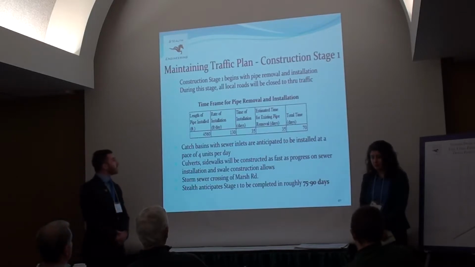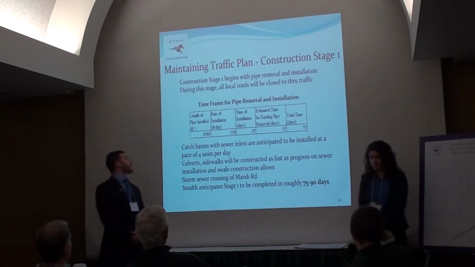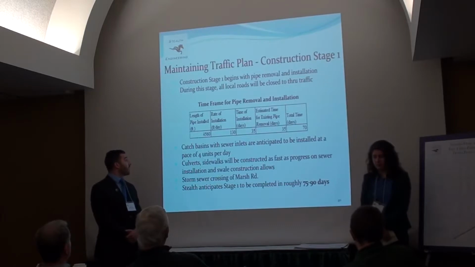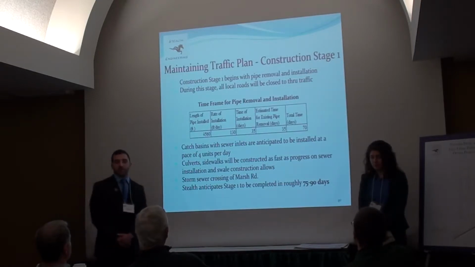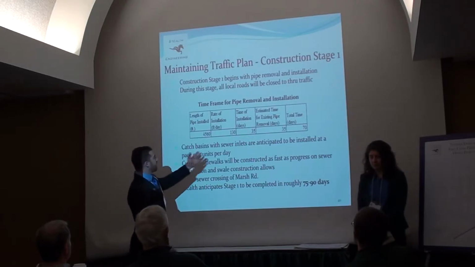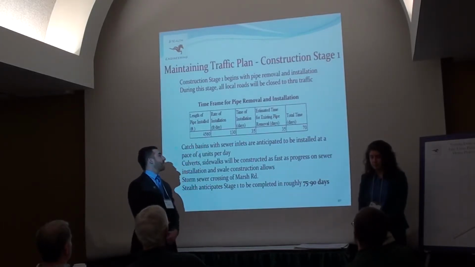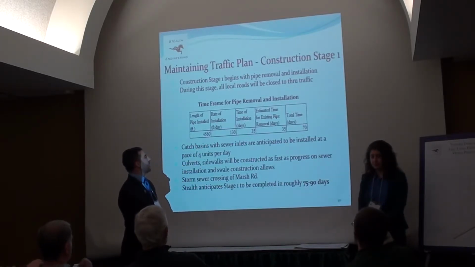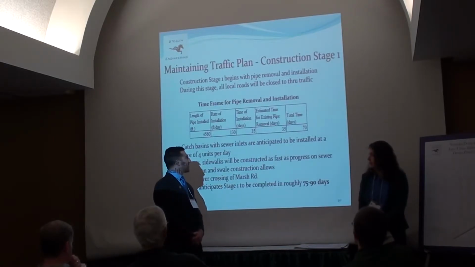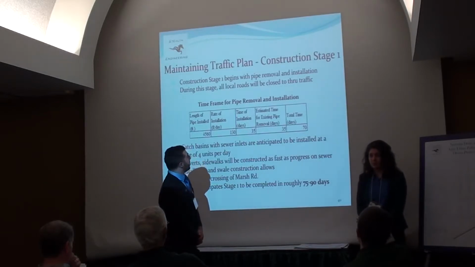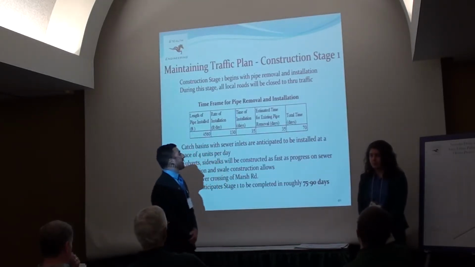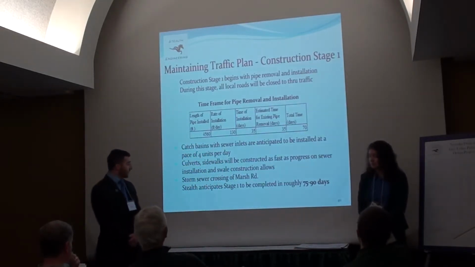And to get a time frame for removal and installation of pipes, we have our length of pipe to be installed within the neighborhood, and then we have our rate of installation, which was obtained from Michigan's roadway design manual. And using these two values, we can come up with our time of installation. Here, it was assumed that time for removal will be roughly similar to time of installation, which gives us our total time of approximately 70 days.